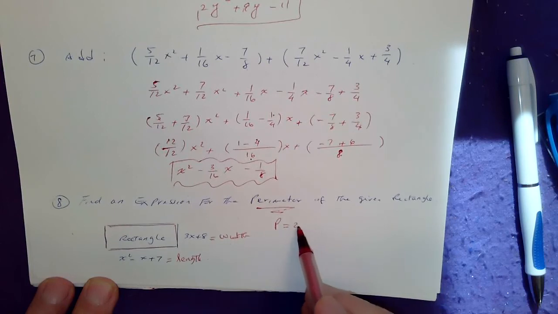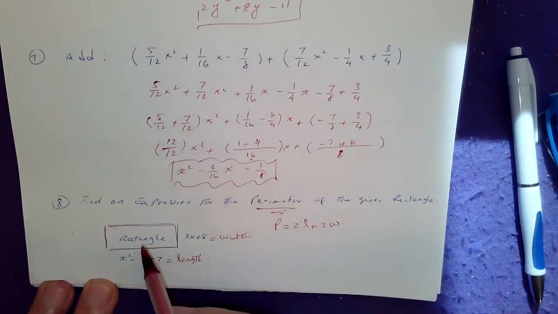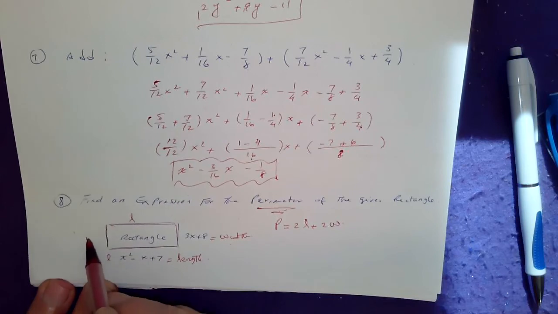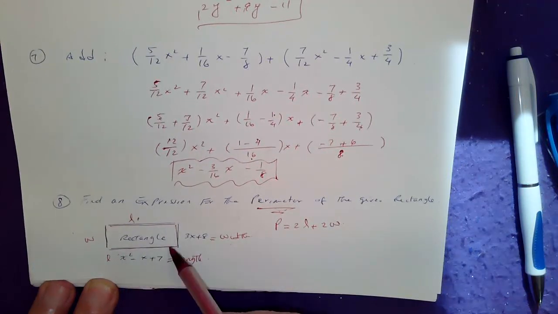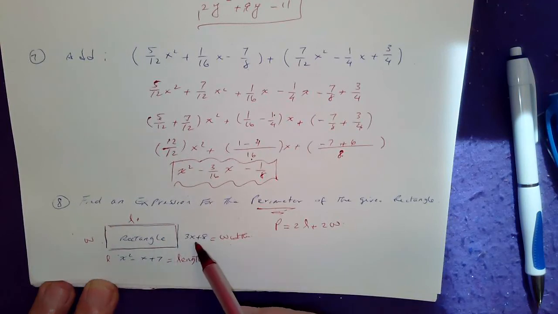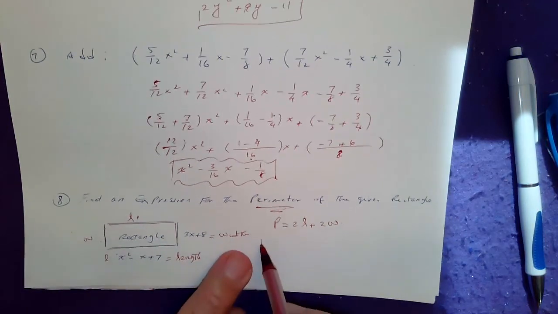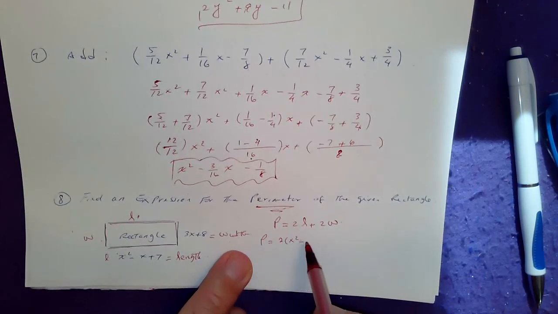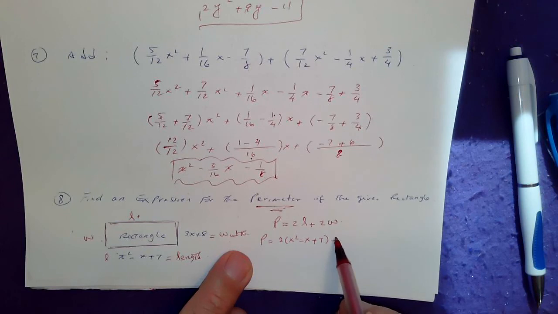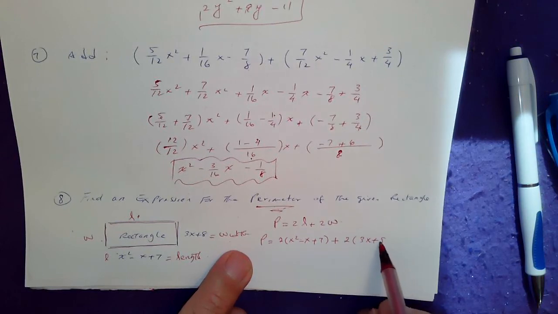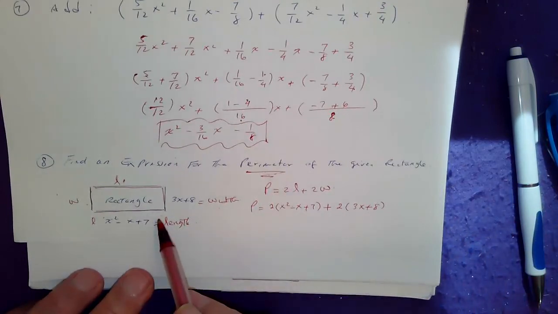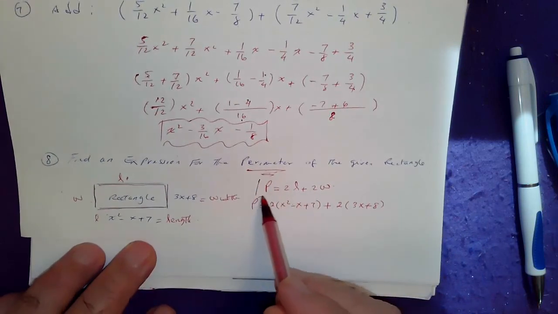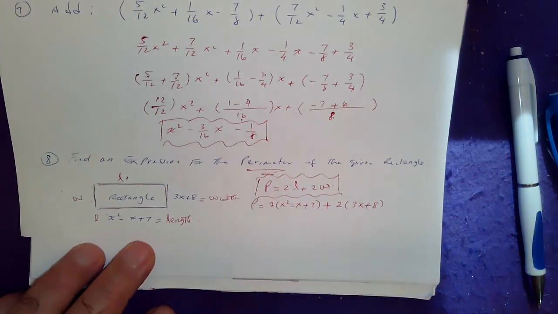Remember, the perimeter is what? 2L plus 2W. Why? Because you have 2 lengths and 2 widths. So if you go around the shape, add up the sides, you have 4 sides. Two of them happen to be the length of the rectangle. The other two happen to be the width. So in this case, the perimeter will be 2 times x squared minus x plus 7 plus 2 times 3x plus 8. So twice the length plus twice the width gives you the perimeter of a rectangle, correct? So that's the formula to find the perimeter of a rectangle.